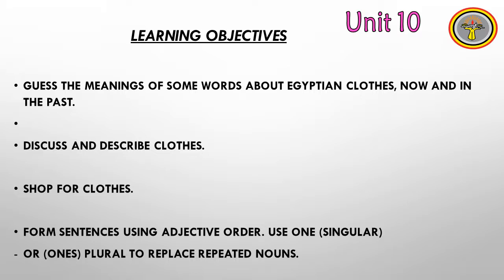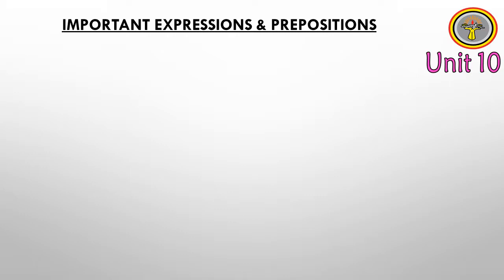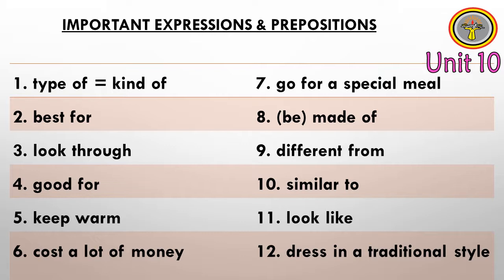Let's know some important expressions and prepositions. Number 1. Type of means kind of. 2. Based for. 3. Look through. 4. Good for. 5. Keep warm. 6. Cost a lot of money. 7. Go for a special meal. 8. Be made of. 9. Different from. 10. Similar to. 11. Look like. And the last one. Dress in a traditional style.